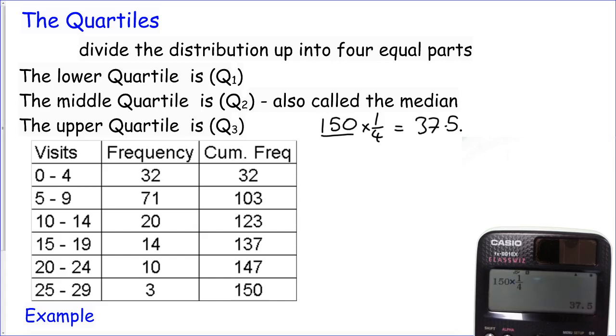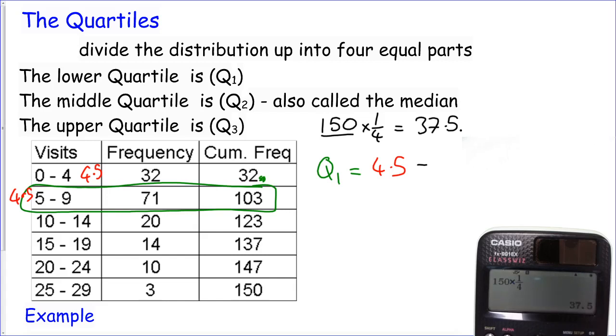So we're going to look through this data set and try to work out where thing 37.5 is. Looking over here, we are just about bigger than 32, so it's going to be in the start of this next class. So our Q1 is going to be, using the formula, the lower bound of this class here, which is 4.5, because this class starts at 4.5 and this one finishes at 4.5. The boundary between them is 4.5.